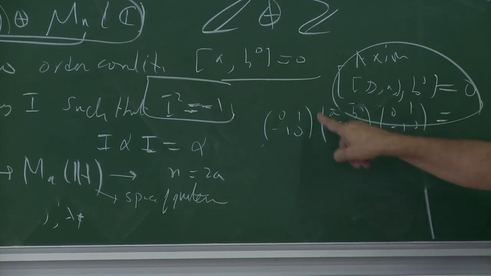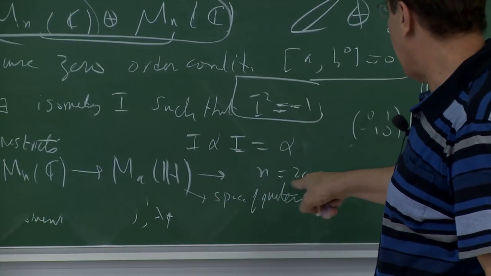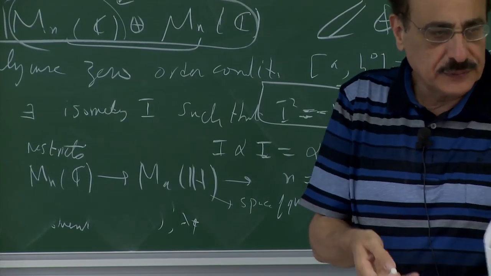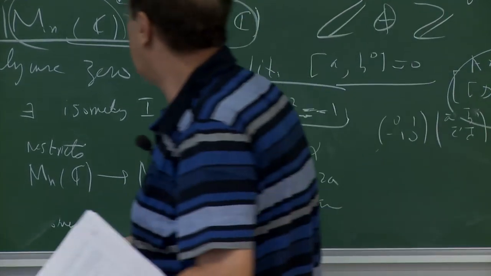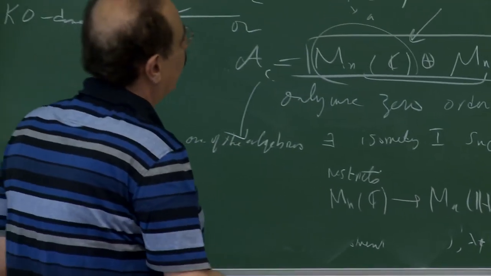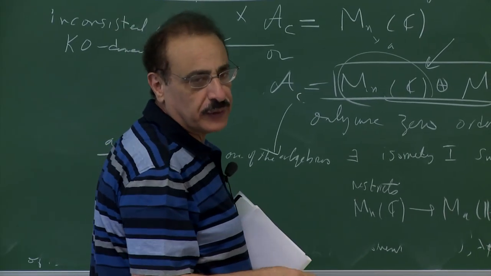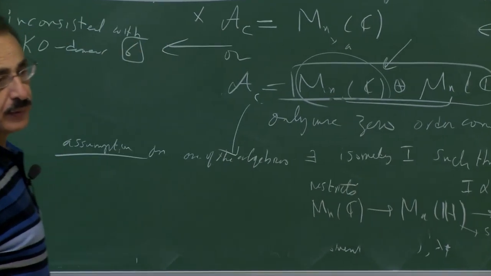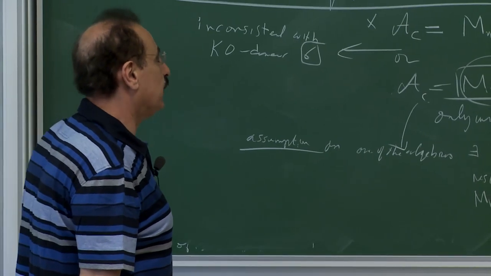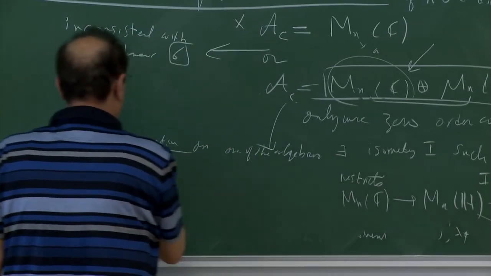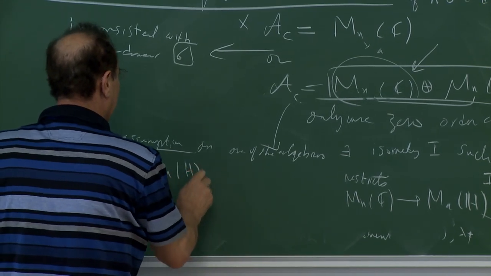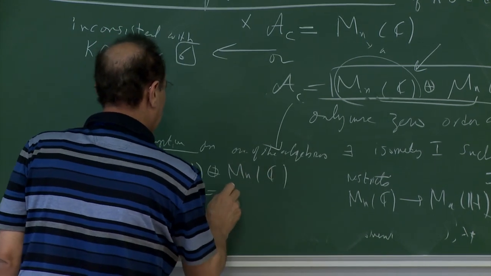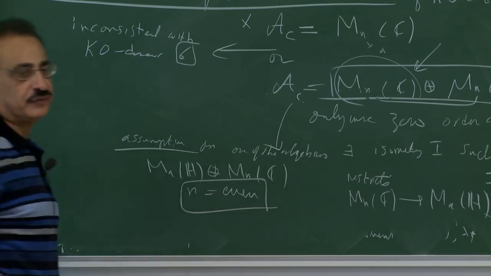And that limits, remember N is 2A, so it is even, and it limits the structure so that it is a subgroup. For example, instead of SU4, you may get SU2 cross SU2 or something like that. But in this case, it really becomes in the space of quaternions. So the algebra becomes MA of H plus MN of C, where N is even.